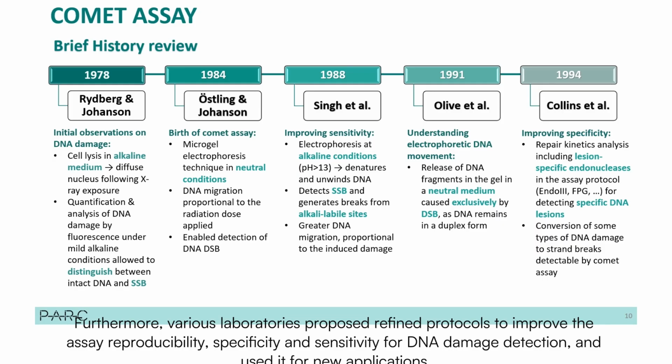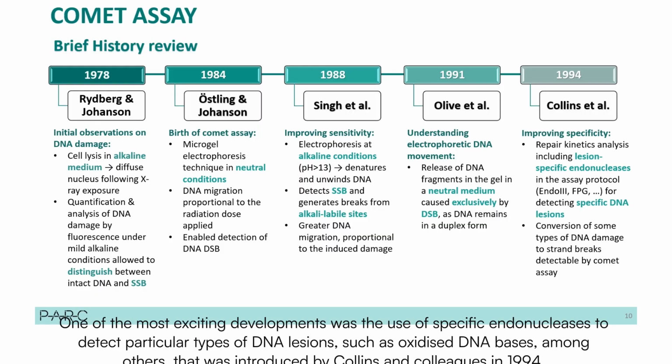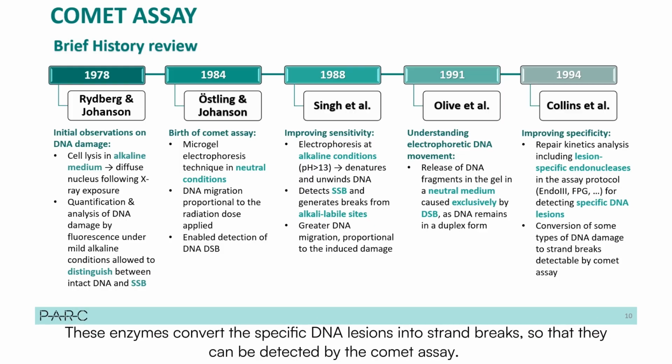Furthermore, various laboratories proposed refined protocols to improve the assay reproducibility, specificity, and sensitivity for DNA damage detection, and used it for new applications. One of the most exciting developments was the use of specific endonucleases to detect particular types of DNA lesions, such as oxidized DNA bases, among others, that was introduced by Collins and colleagues in 1994. These enzymes convert the specific DNA lesions into strand breaks so that they can be detected by the comet assay.